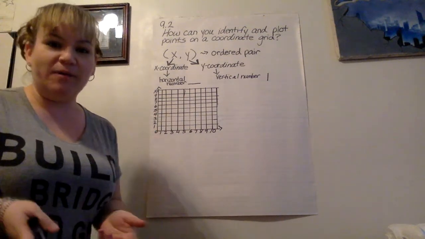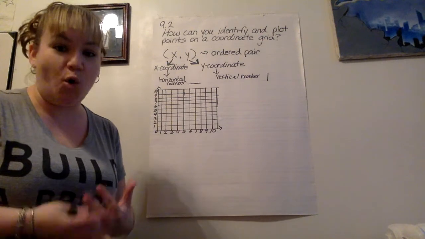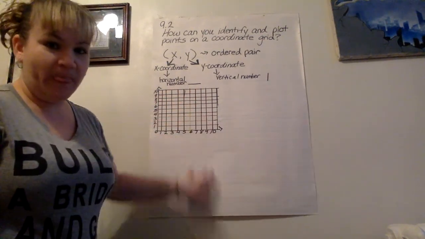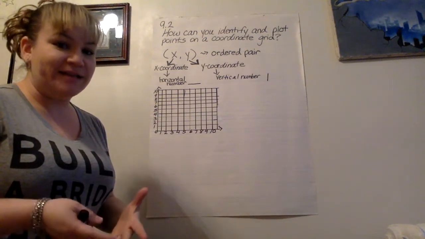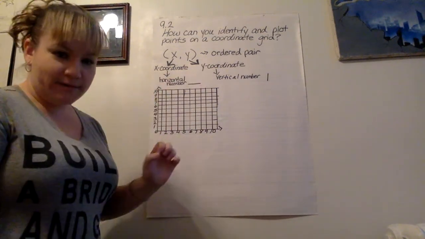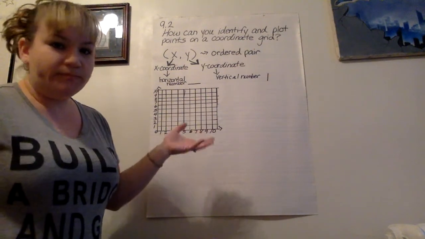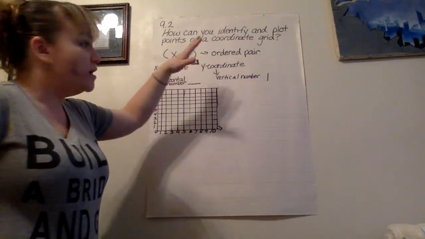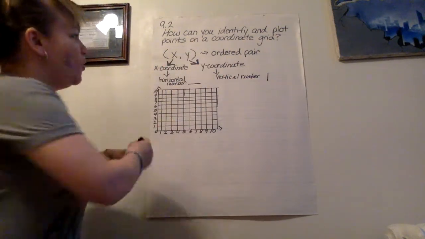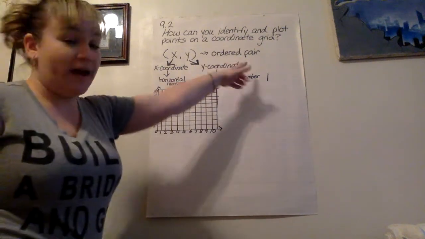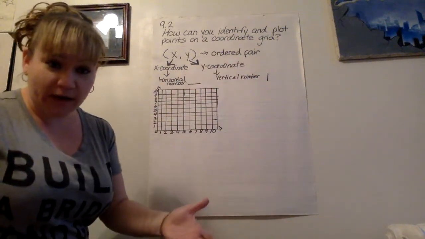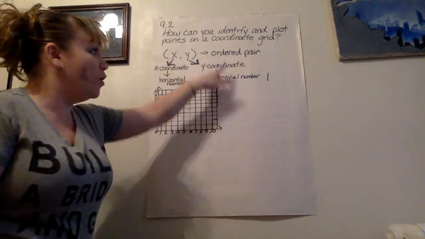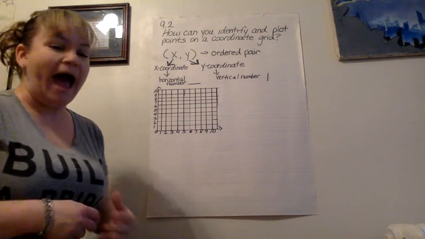All right, so how can you identify and plot points on a coordinate grid? As I just said, this is a grid. And what makes it fancy is that these are called coordinates. They're points. So you have an X coordinate and a Y coordinate. What does this mean? This is the ordered pair. A pair is a pair of two things, like a pair of eyes, a pair of ears, a pair of shoes. Here you have two numbers, and they're ordered. They're in order. How are they in order?